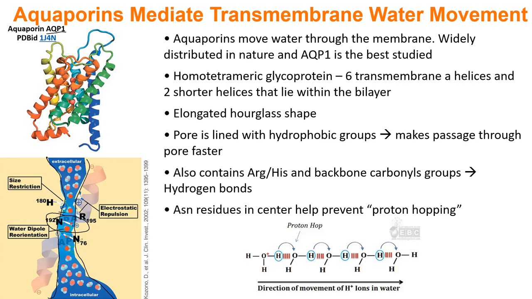And asparagine is right there in the pore. It's also asparagine 76, I should say, both of those asparagines. And you can see in this image that these asparagines are blocking one water molecule from all the other water molecules, right? It's kind of like sequestered off in its own little space between these asparagines. And this is very important because it prevents what's called proton hopping.